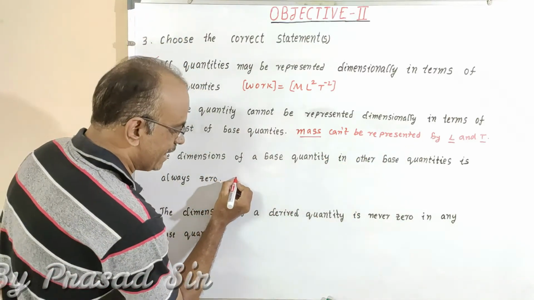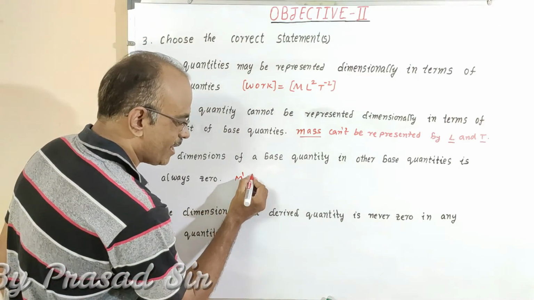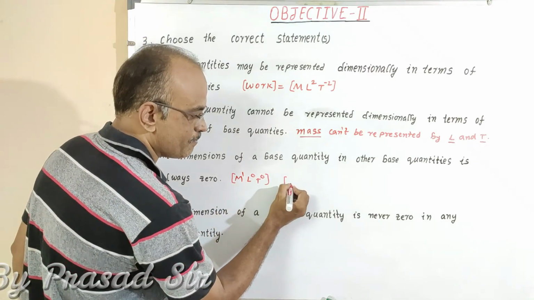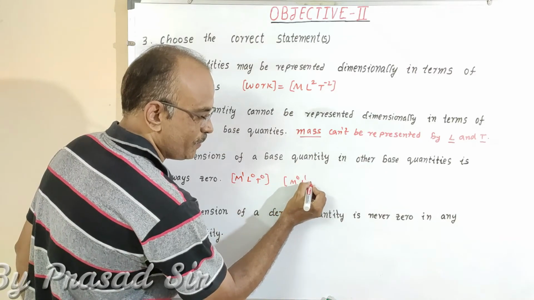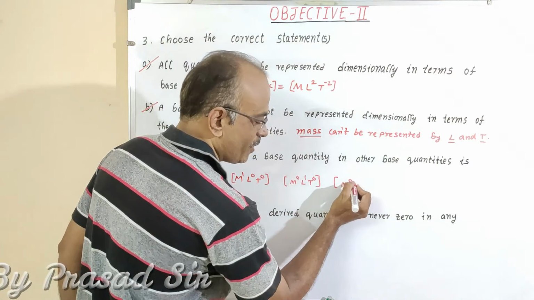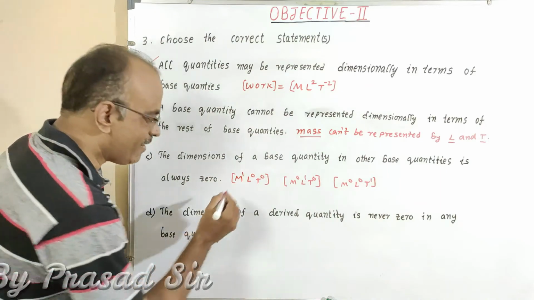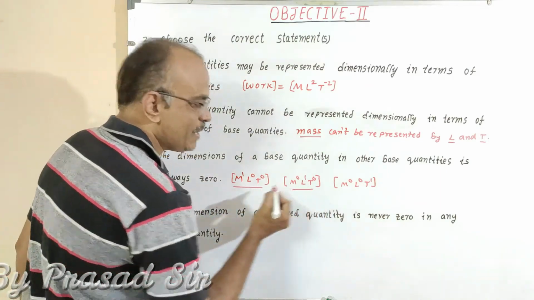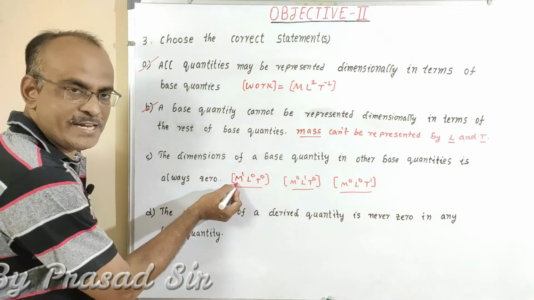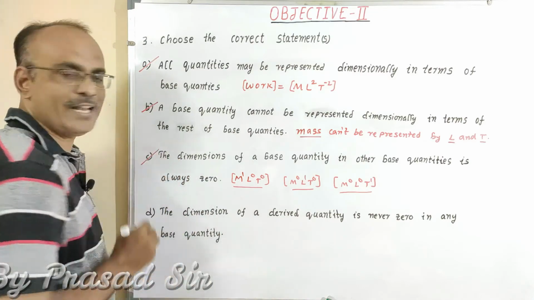Now see, the dimensions of a base quantity in other base quantities is always 0. First of all, I will take mass. Mass to the power of 1. But what about L? 0. T? 0. Then I will take mass to the power of 0, L to the power of 1 and T to the power of 0. And another one, mass to the power of 0 and L to the power of 0 and T to the power of 1. So here one base quantity, here another base quantity and here another base quantity. So whatever the base quantity is present, remaining base quantities are always 0 only. So it is also correct.